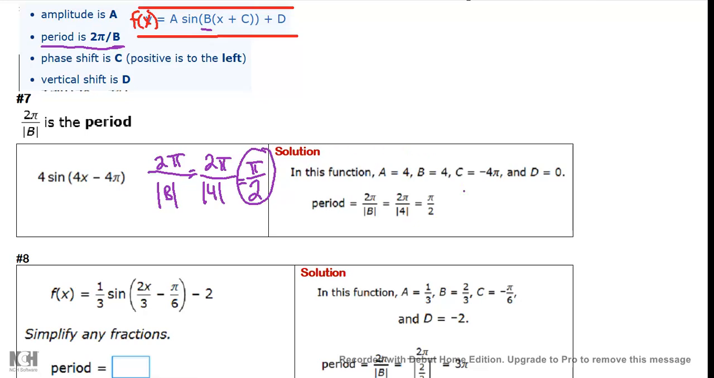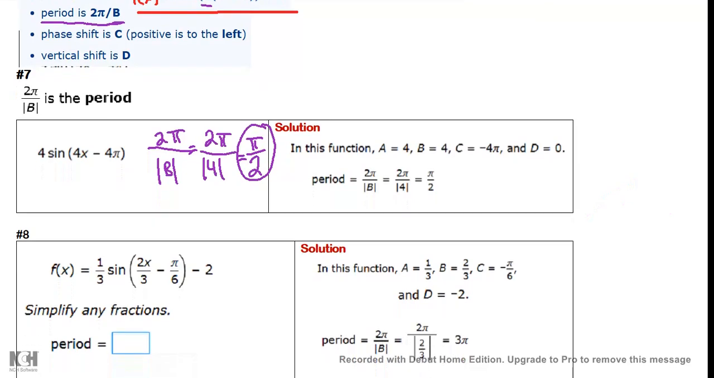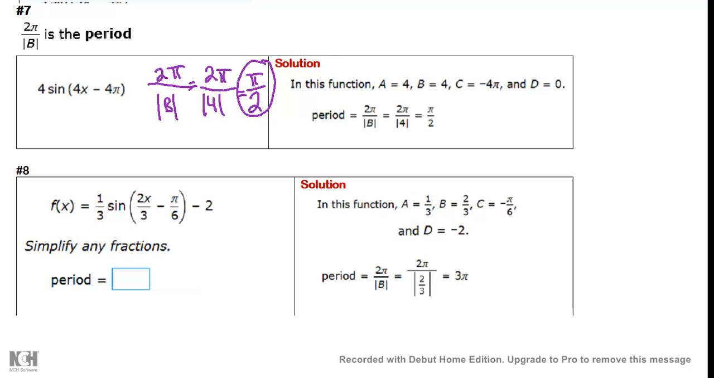Now on your notes, I have this kind of written out for you so that you don't actually have to watch this whole video if you don't want to, or you can just scroll through to the ones that you're not quite understanding.